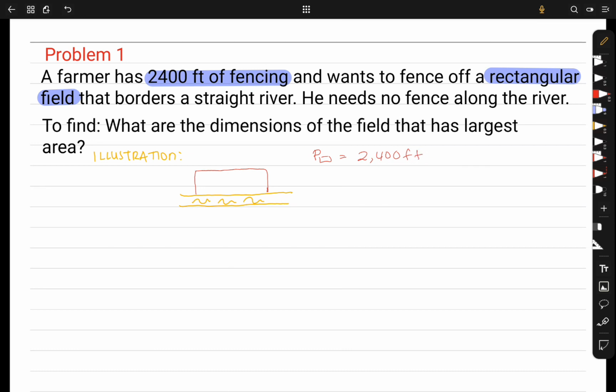So, mag-assign tayo ng variable. So, ito is x, yung ating length, and yung ating width ay y. Or it can be length or width na lang, ganun. Pero dito, gamitin natin, for the length is x, and for the width is ating y. So, this is our length, and this is our width.